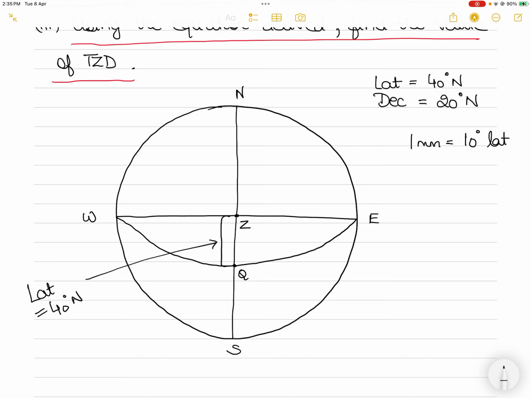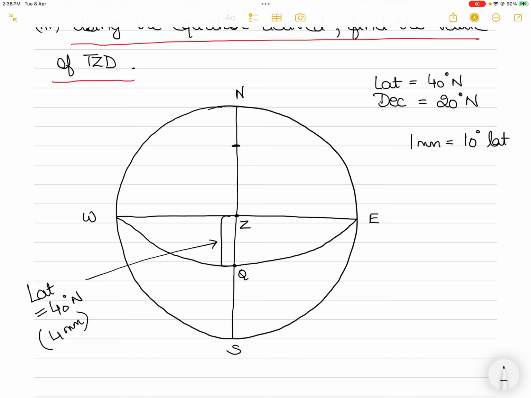So then this distance here of latitude 40 degrees north can be 4 millimeter. If you have a larger page, you can take 1 centimeter equals 10 degrees of latitude and draw it as 4 centimeters. It's up to you.